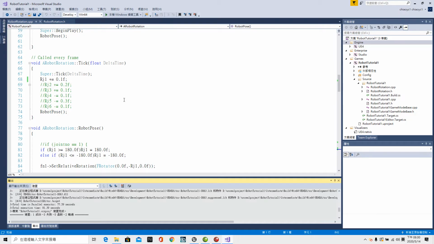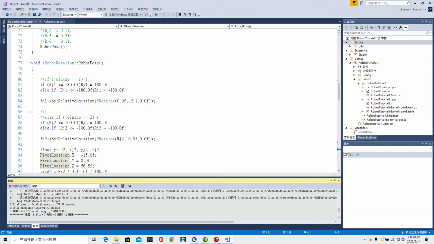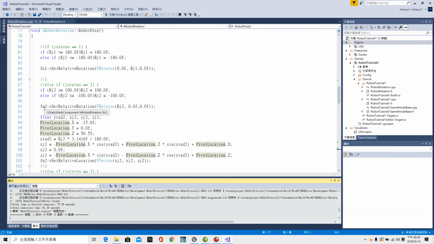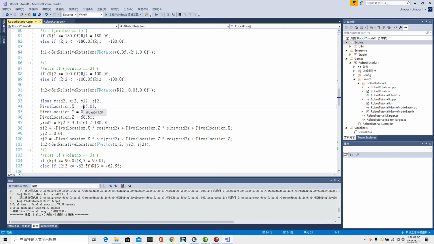Then let's do the alteration about joint number 2, after the upper lower limit check. The set relative rotation has nothing to do with X. The first X is pivot location dot X equal to minus 15.0F. We have to change the sign from minus to positive. The YZ have nothing to do with X.